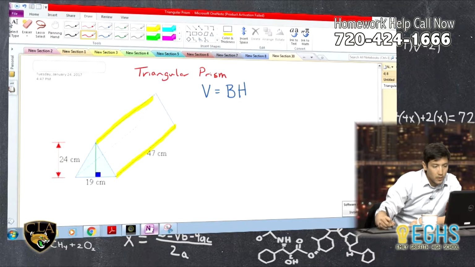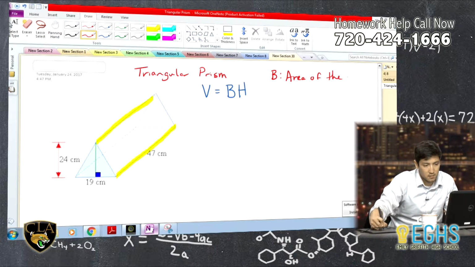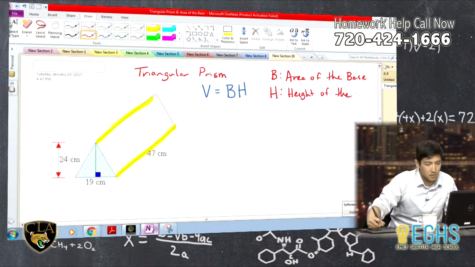So when we talk about this, I'm going to rewrite this out. B is area of the base, and H is height of the, we'll say, prism.